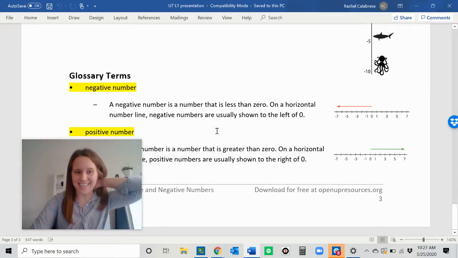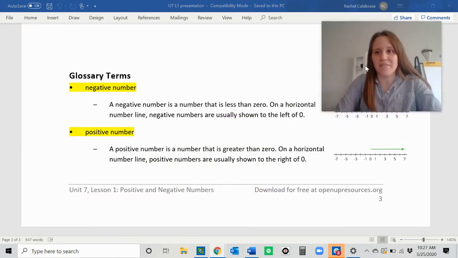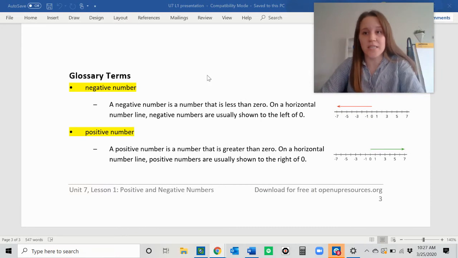Go ahead and take a moment to put both of these definitions in your notes. So I'm going to do the same thing. Go ahead and write down what is a negative number and what's a positive number, and include this picture in your notes.